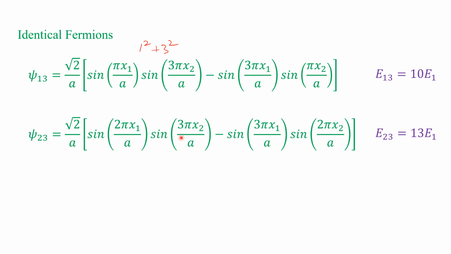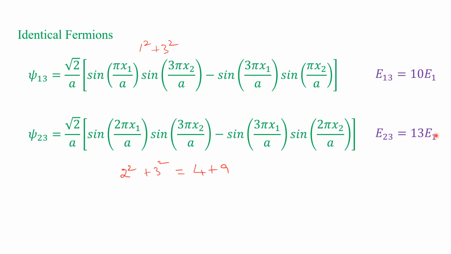Let us say one particle is at the second energy state and another particle is at the third energy state, then the wave function can be written like this. Since it's a fermion, there is a negative sign here. The first one is sin(2 pi x1/a), the next one is sin(3 pi x2/a). Now we are interchanging the particles. Then here you can see the total energy is 2 squared plus 3 squared, which is equal to 4 plus 9, which is 13. So E23 is equal to 13E1.